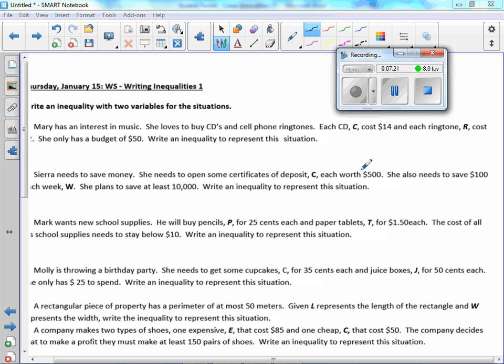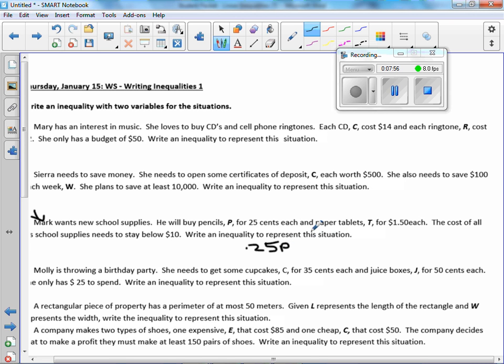Now you're going to have several word problems very similar to what you see on your packet. Okay, so let's look at the packet and just pick out one that we're going to do. And all you have to do is write the situation. So Mark wants new school supplies. Let's see if we can do this one. He will buy pencils for 0.25. So I'm going to put 0.25p for pencils.